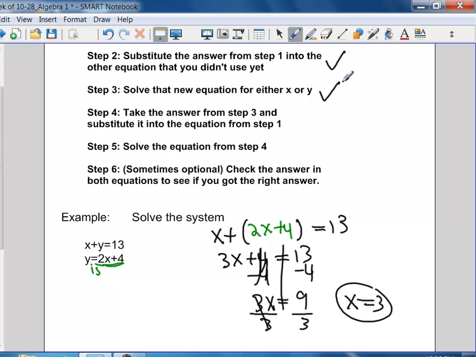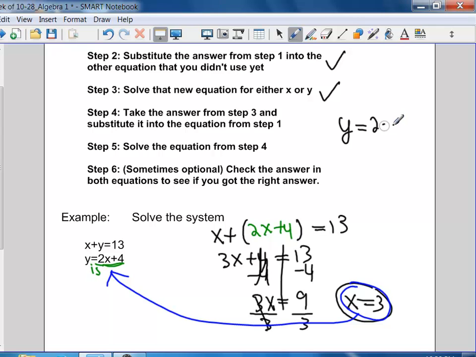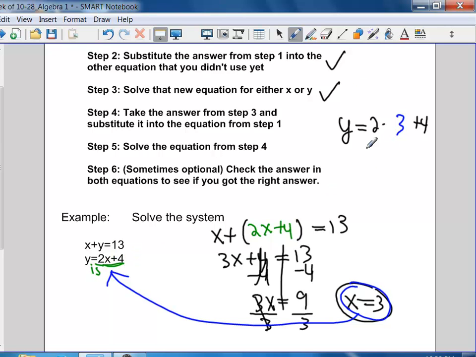So that's done now. And now we have to take the answer from step 3, which is this, and substitute it into the equation from step 1. Well, the equation from step 1 was this one right here. So we're going to take that, we're going to put it into that equation. So it's y equals 2 times x plus 4. Well, x was 3, right? X is 3. So it's 2 times 3. 2 times x, which is 3, plus 4. So now we have y equals, multiply, we get 6 plus 4, so y is equal to 10.